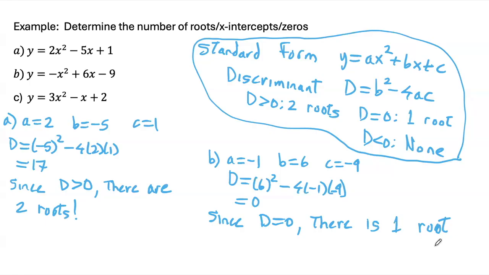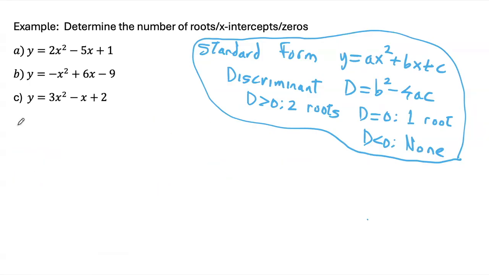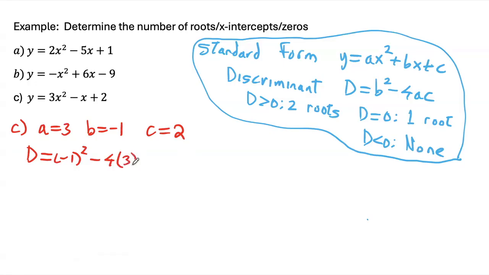Okay, and one more example. We're going to look at example C. Example C, my a value is 3, my b value is negative 1, my c value is equal to 2. Calculate the discriminant. B squared minus 4 times a times c. Simplify, 1 minus 24 is negative 23.